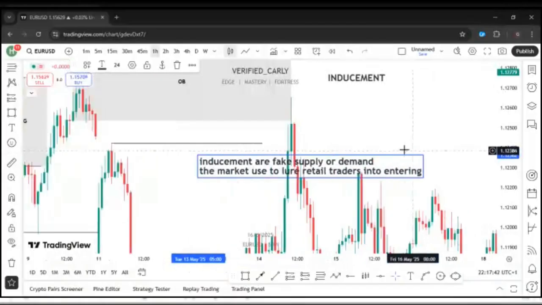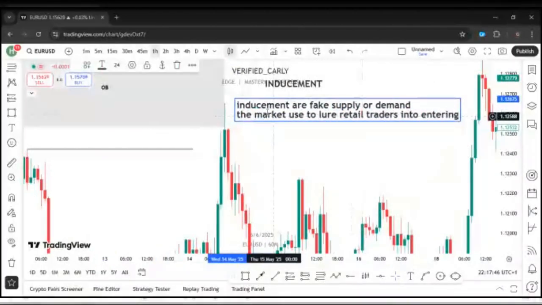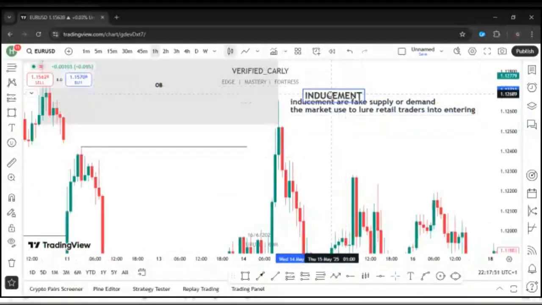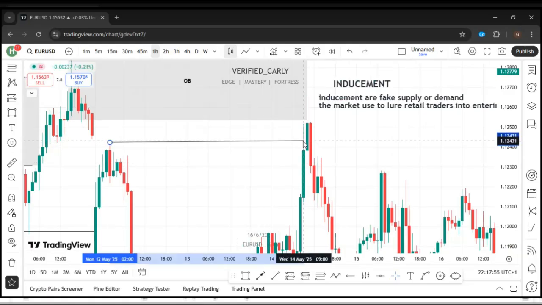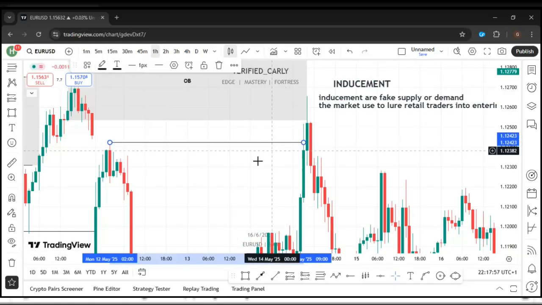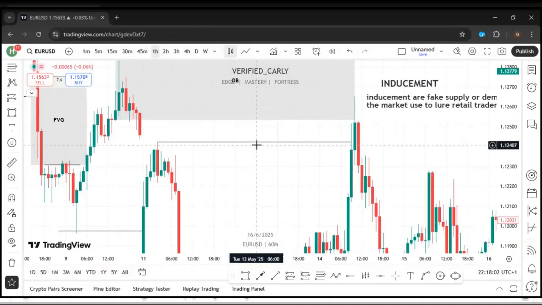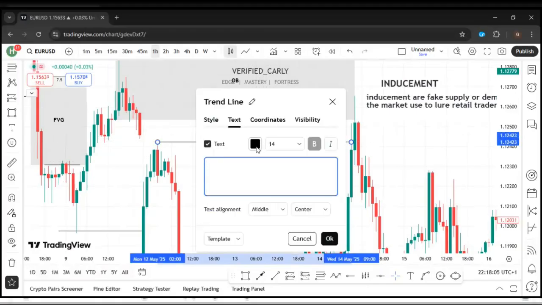So this is a brief explanation of inducements. I don't want to waste more time, that's why I made it quick. So this is an inducement or a liquidity, you can call it liquidity. So what did the price do? Price swept this liquidity. You can just put dollars for it because it's money.